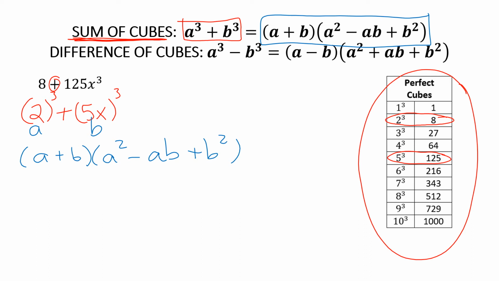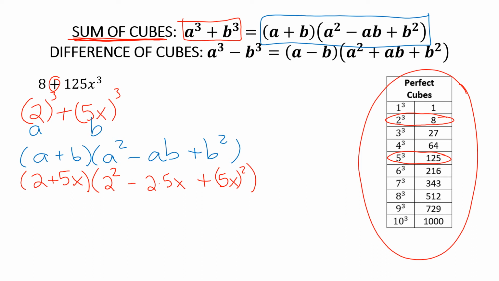So for a plus b, I'm going to write 2 plus 5x. And for a squared, I'm going to write 2 squared. For a times b, I'm going to write 2 times 5x. And for b squared, I'm going to write 5x squared. And I'm going to put parentheses around that because I'm squaring the whole thing.